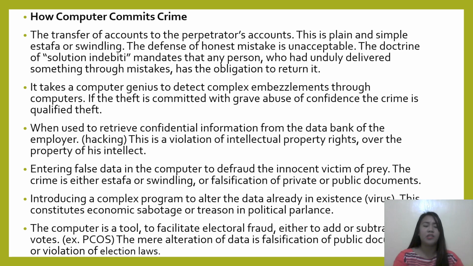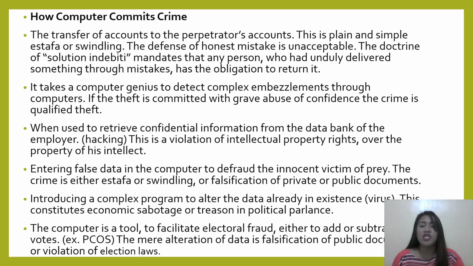For example, nag-check ka ng bank account mo, nakita mo nagkaroon ng 10 million, but you do not know saan nanggaling yon. Wala ka naman transaction. So, you need to report it because ang just po dyan is to return kung ano man po yung something na dineliver sa'yo through mistakes. And when we say estafa or swindling, these are one of the financial crimes in the Philippines.